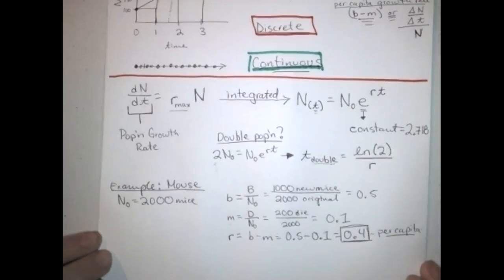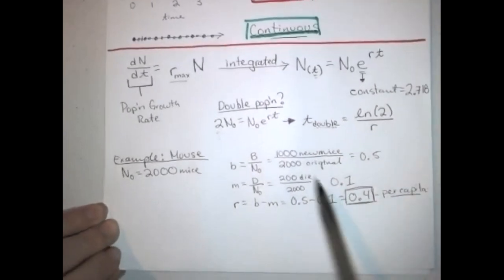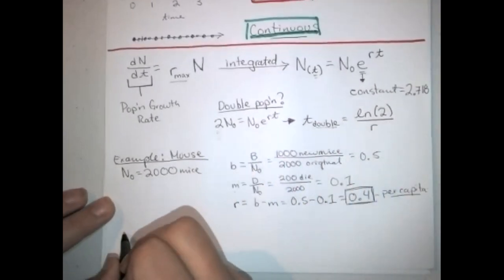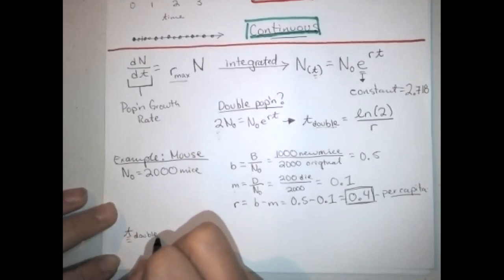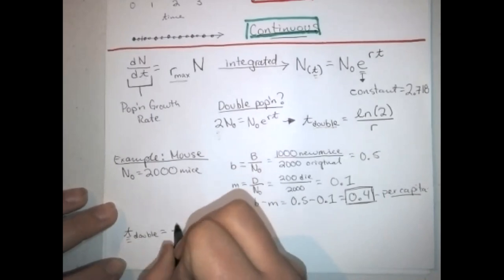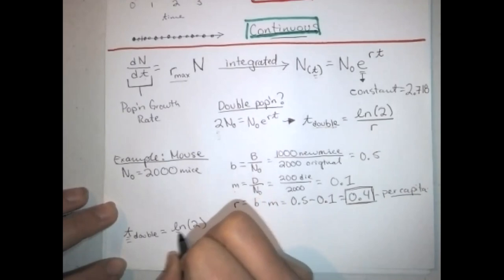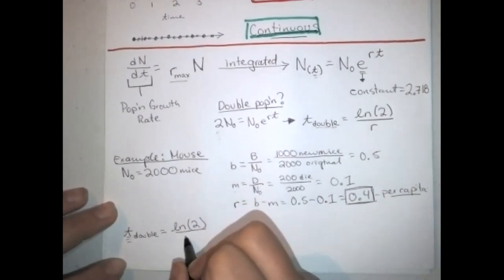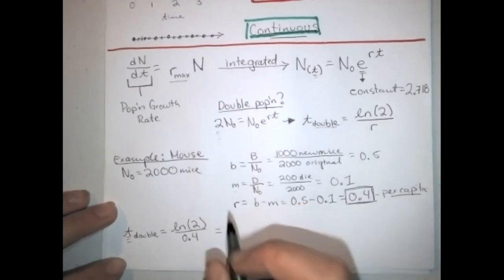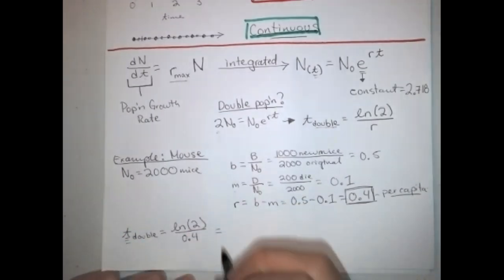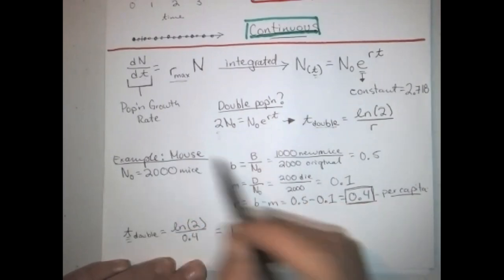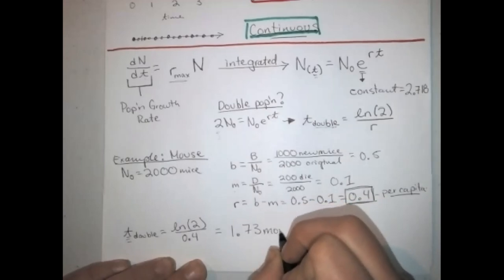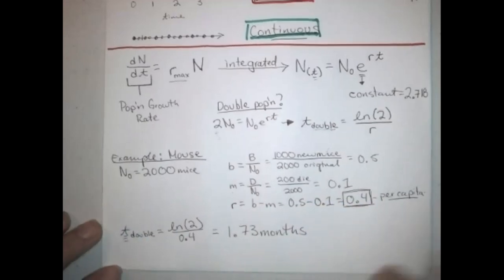Okay. How long would it take to double this population? Okay, we can use this equation up here. So what is the time it would take to double the population over the growth rate? Okay, and so if you type that into the calculator, you will get 1.73, and this is months, right? Mice reproduce super quickly. Okay, so very little time to double the population.